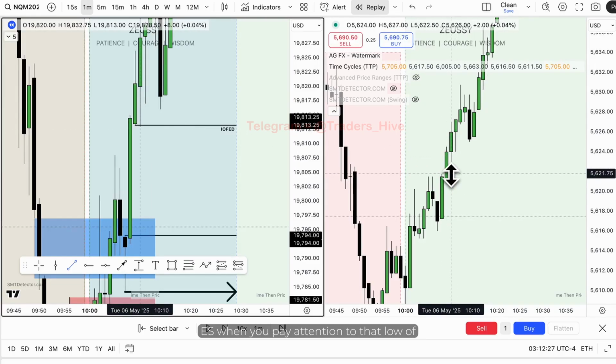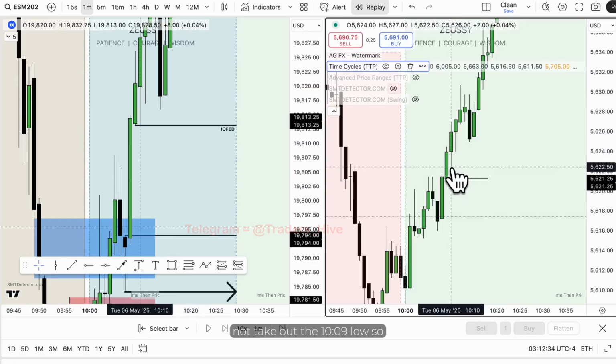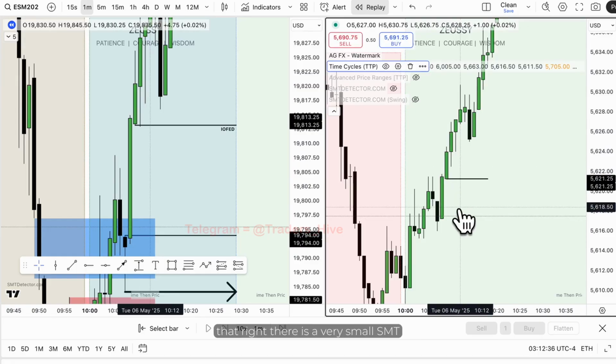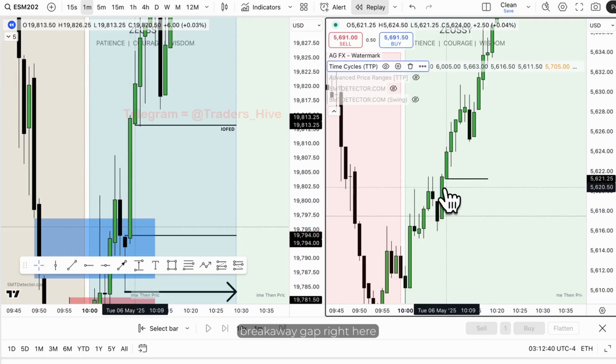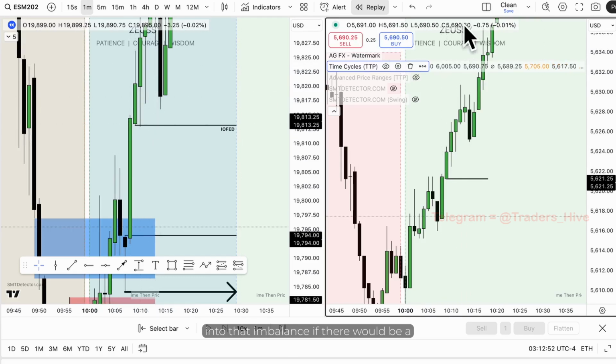Whilst on ES, when you pay attention to that low of 1009, you see that ES did not take out the 1009 low. So that right there is a very small SMT, where you can see that ES created a breakaway gap right here, whilst Nasdaq traded into the imbalance. And that's important because that shows to you that there's an urgency for the market to begin running higher. There's no need for the market to retrace deeper into that imbalance.